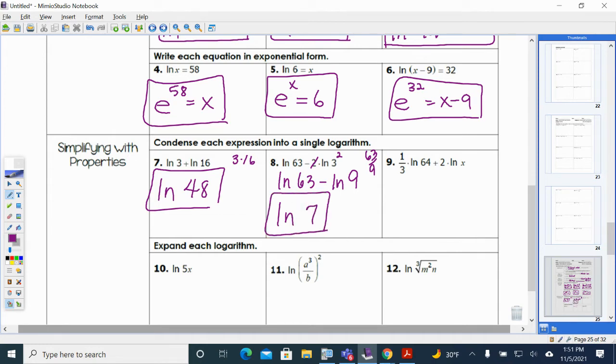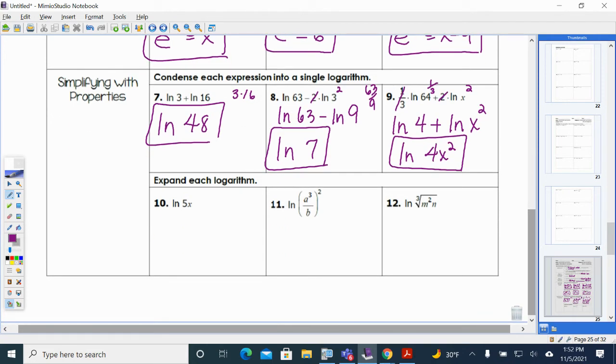And last one on this line is number 9. Again, move the 1/3 and move the 2. So the 1/3 is going to indicate the cube root of 64. And the cube root of 64 is 4. So now this is natural log of 4 plus the natural log of x squared. And because there's a plus, when I condense, I'm going to multiply 4 times x squared is just 4x squared.